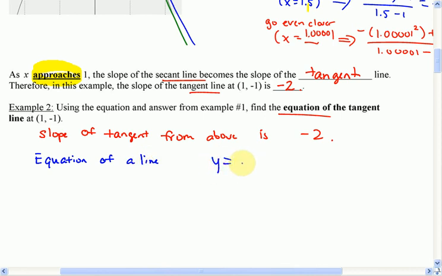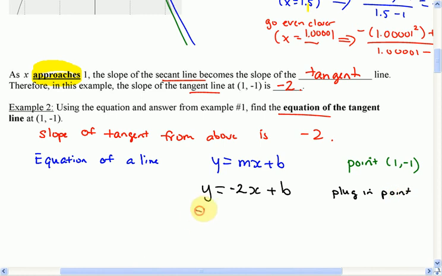Y equals to? Mx plus b. Thank you, Vincent. And then you know that it goes through this point, which is called 1, -1. So can you actually go ahead and find the equation of the line? Please say yes. No. Maybe. What's the first step? What's m? -2. Yep. Okay. And then if you want to solve for b, what do I do in here now? Plug in the point, right?